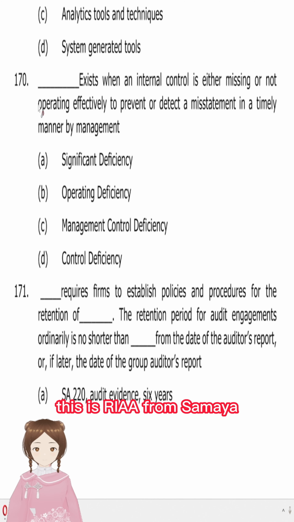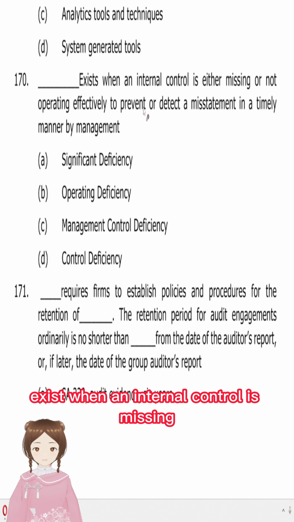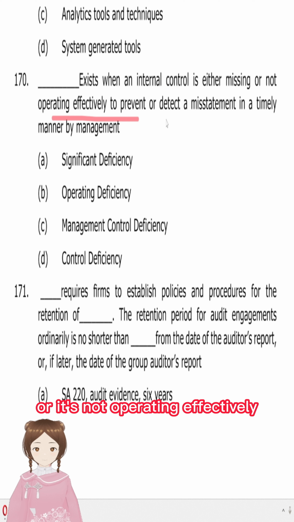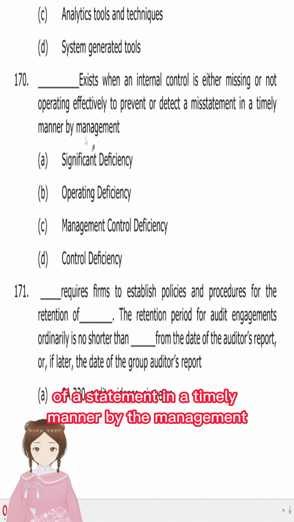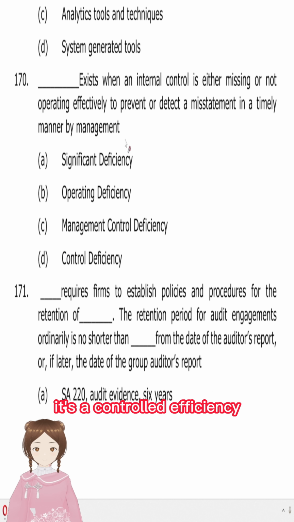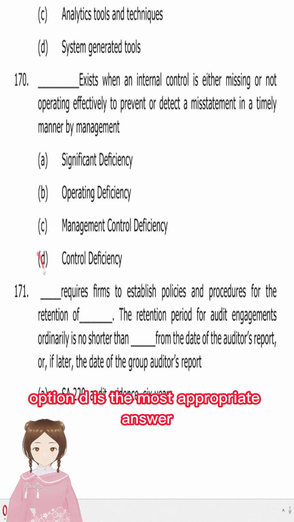Hey Samsung, this is Shreya from SAMAYA, MCQ 170, CA Inter. Which among these exists when an internal control is missing or it's not operating effectively to prevent or detect a misstatement in a timely manner by the management? It's a control deficiency. Option D is the most appropriate answer.